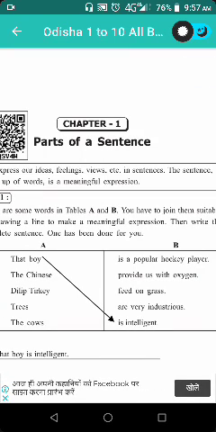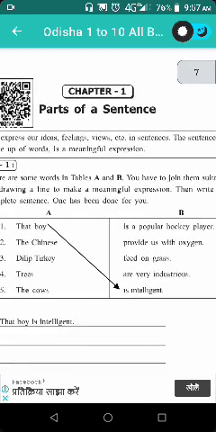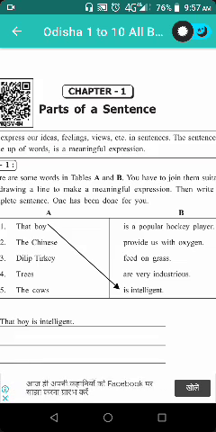Welcome to our parts of a sentence. There are various elements of a sentence. Now we will read about pronoun. Pronoun: pro means instead of, a noun is a naming word.